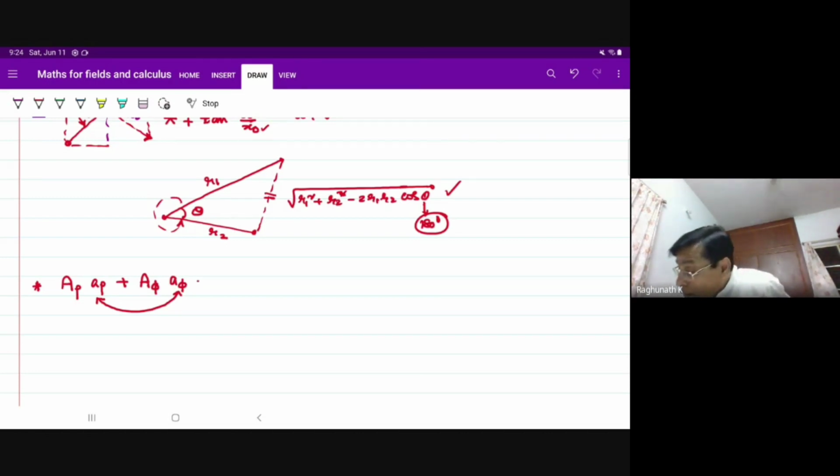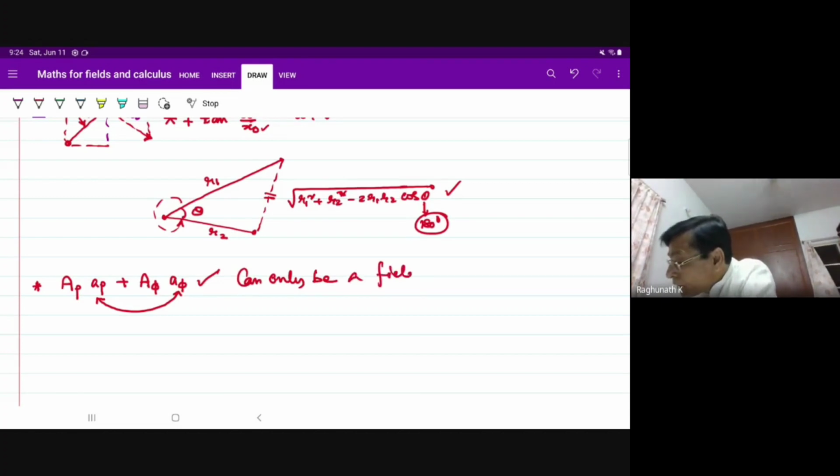This vector can only be a field vector normally. It is never a displacement vector from one point to the other point. Can only be a field vector. Ready to explain once again if it is required. Please listen carefully. Can only be a field vector.